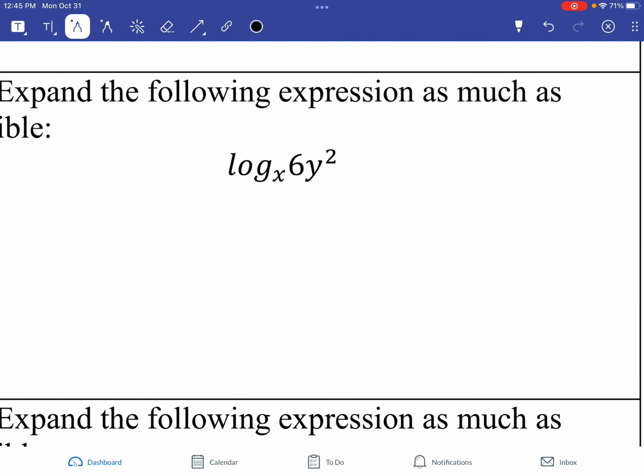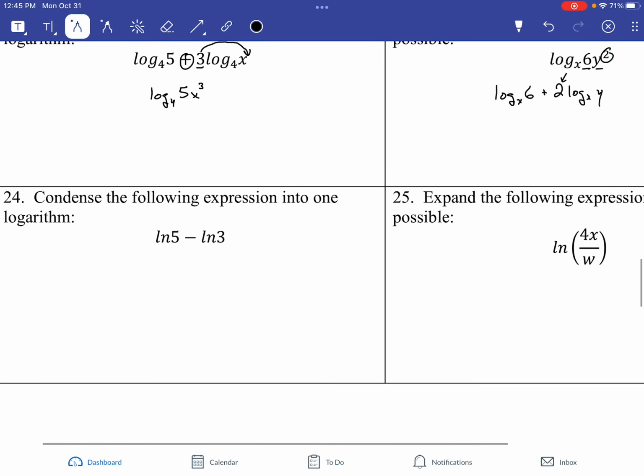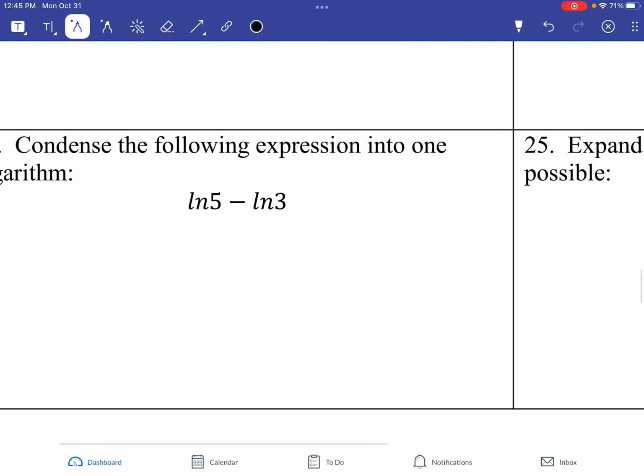Expand this. All right. So because the 6 and the y are being multiplied, you're going to add. So we have log base x of 6 plus 2 log base 6x of y. Notice the 2 goes in front of the log to become a coefficient because it was an exponent. All right. Next, condense. We're subtracting, which means we're dividing. So we have natural log of 5 over 3. That's it.